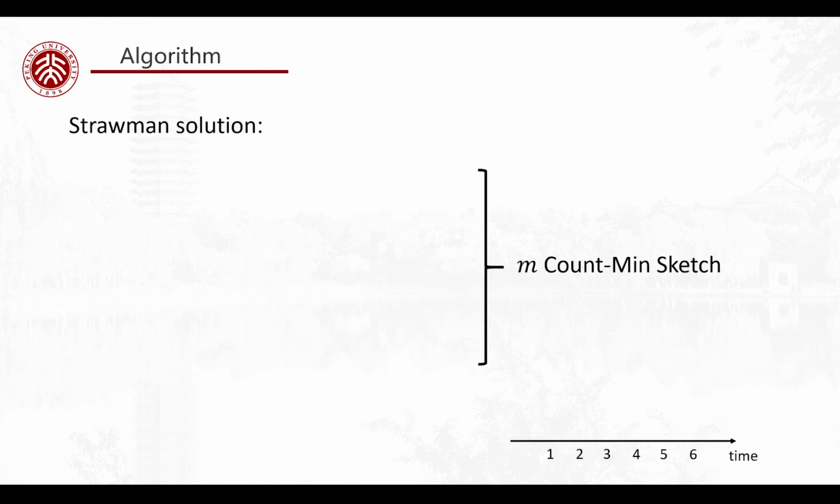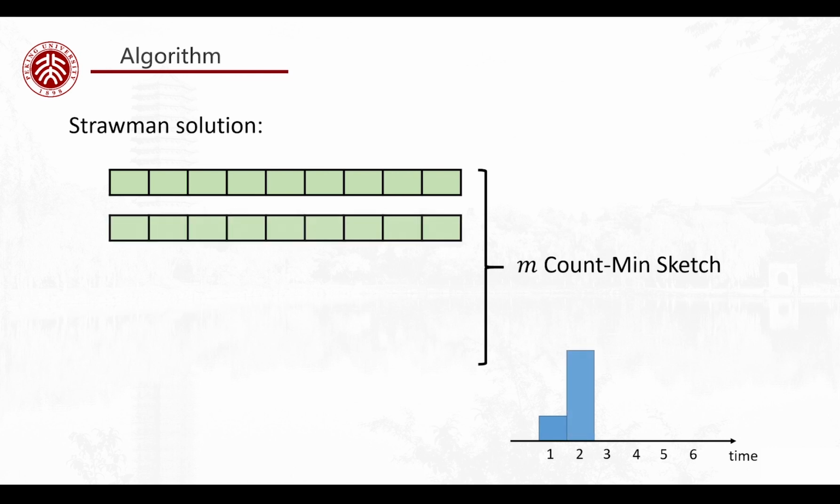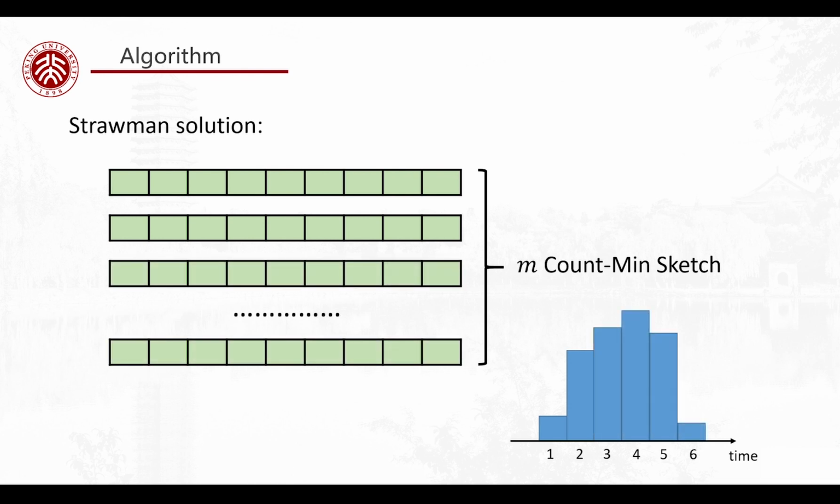The strawman solution of burst detection uses count-min sketch. We use m count-min sketches to record the latest m time windows' frequencies. The first count-min sketch records the first time window, and the second count-min sketch records the second time window, and so on. Now we know the latest m time windows' frequencies. So we just check each item to see if it bursts in the latest m time windows. If we find a pattern like this, we report a burst occurring.